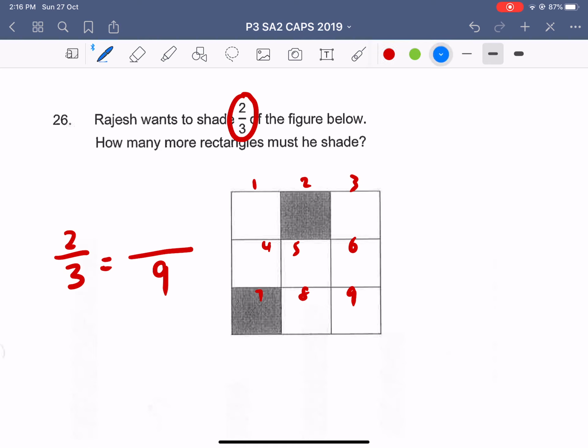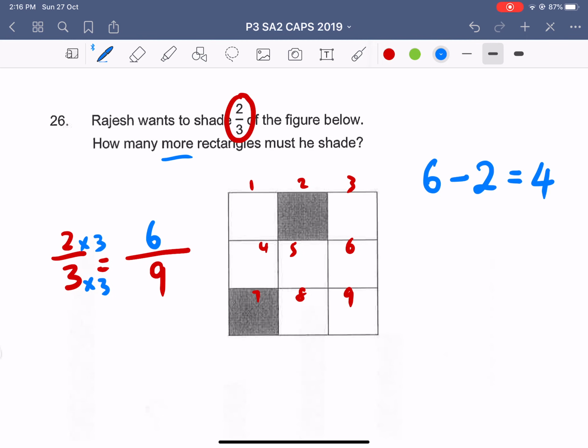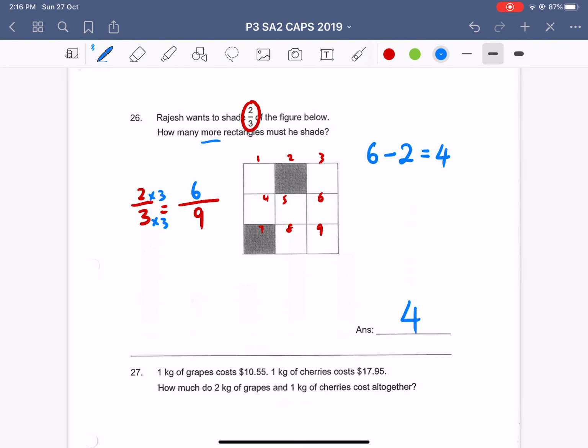Well, just make them equivalent. Times 3, times 3. So there should be 6 boxes shaded. 2/3 is the same as 6/9. So 9 total boxes, 6 boxes must be shaded. But the thing is, there are already 2 boxes shaded. So how many more boxes to shade? 6 minus 2 is equal to 4. So you should shade 4 more boxes in order to get a total of 6. Where you shade doesn't matter, so long as you shade 4 more.